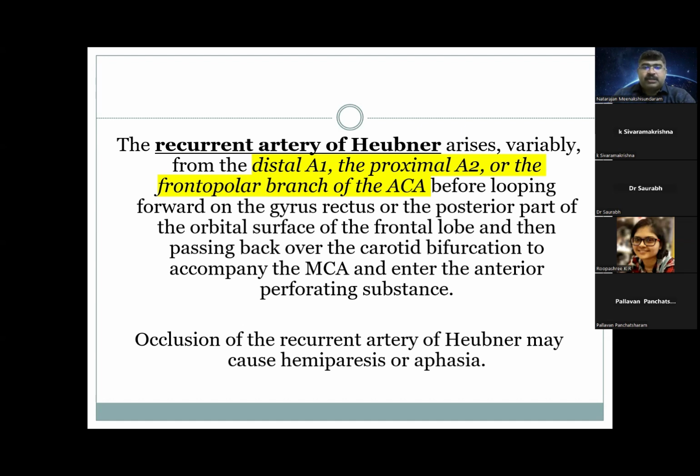The recurrent artery of Heubner arises variably. It can arise from the distal A1 or proximal A2 or the frontopolar branch of the ACA. Occlusion of the recurrent artery of Heubner may cause hemiparesis or aphasia, which is called faciobrachial monoplegia.